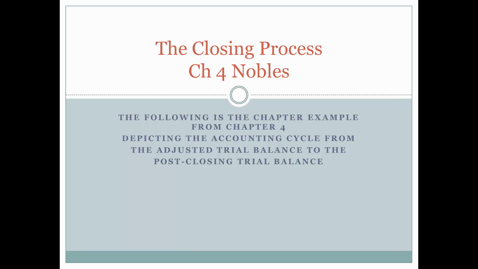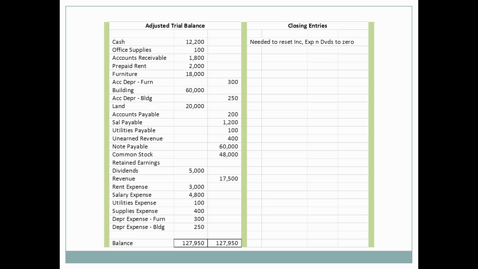Now we have to close out the books and reset them for the upcoming month. The following is the chapter example from Chapter 4 depicting the accounting cycle from the adjusted trial balance to the post-closing trial balance. This is our adjusted trial balance.